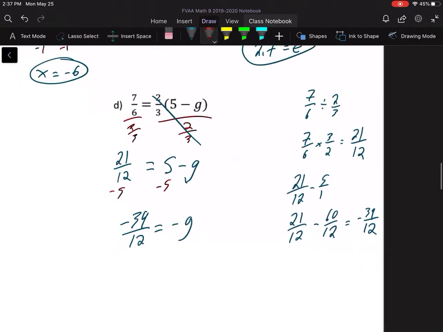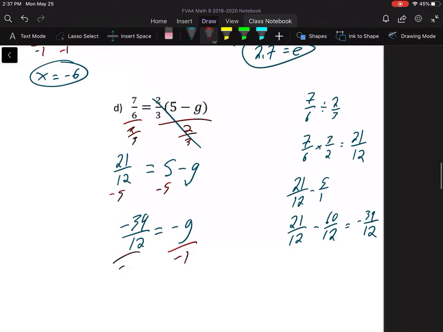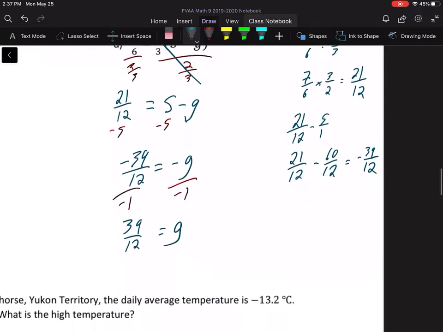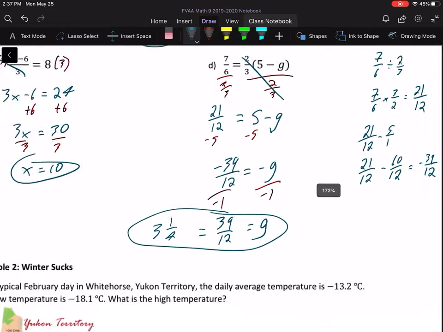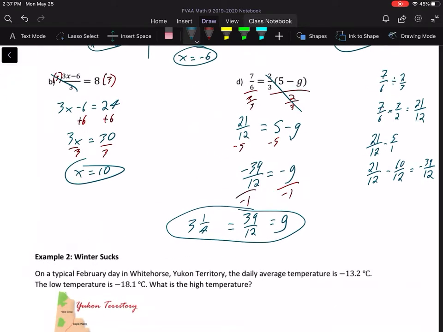Okay. And then you just divide both sides by negative 1 to cancel out that negative, and you get g is equal to positive 39 over 12. Or if you're doing mixed fractions, 3 and 3/12 or 1/4. All right. So that's your answer there in improper form or in mixed fraction form.